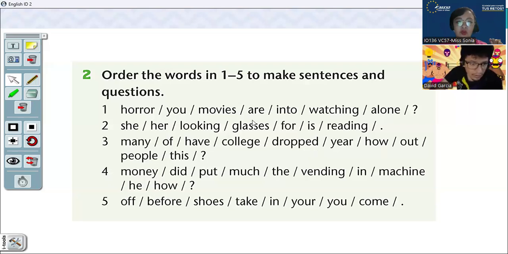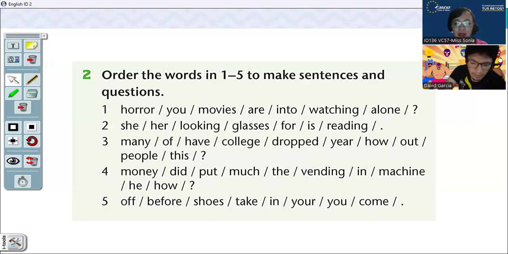It's because here we have some phrasal verbs. As you can see, we have look for, drop out. Drop out is salirse o desertar, no? Yes, when we were talking about college or school, drop out of school.